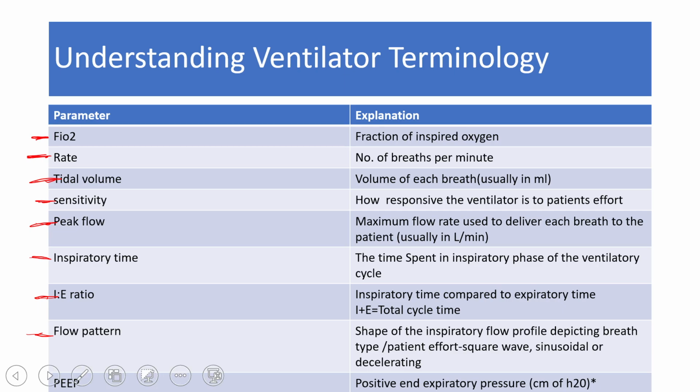If you have a flow pattern on the flow and time curve, where the x-axis is time and the y-axis is flow, and you see a square wave pattern of inspiratory flow, that is seen in the volume control mode of ventilation, which is flow cycled. The expiration is a passive process, so it is an exponential decay. You can see here is the expiratory limb.